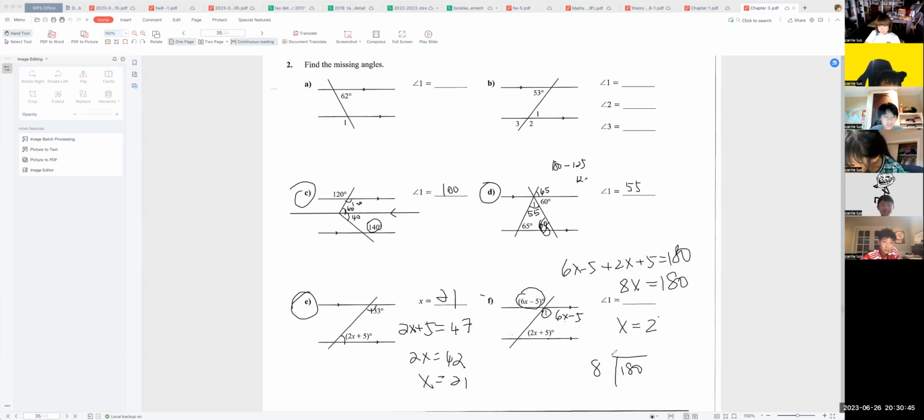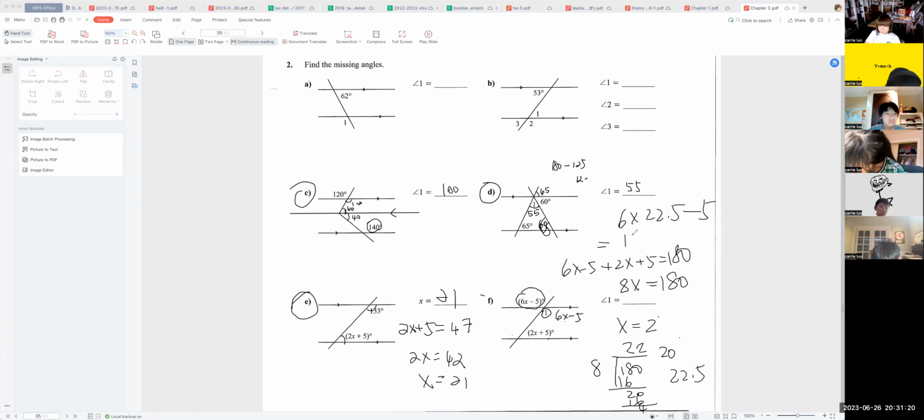180 divided by 8. Wait, aren't we supposed to find the angle? So isn't it just 130? You still need to find x. It's not 20, it's 22.5. So x is 22.5. And you need to do 6 times 22.5 and minus 5. So that equals 130. Yeah.